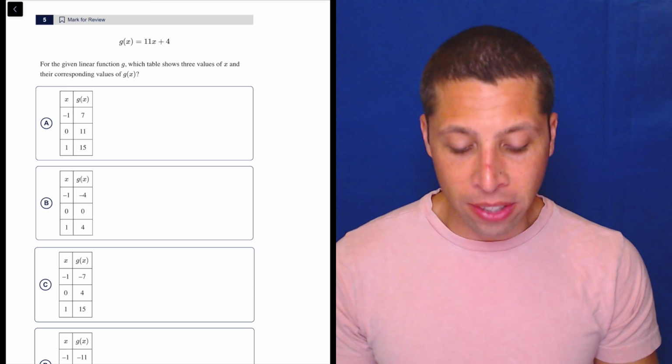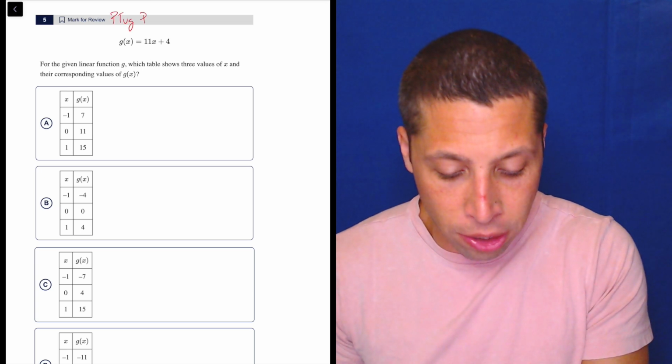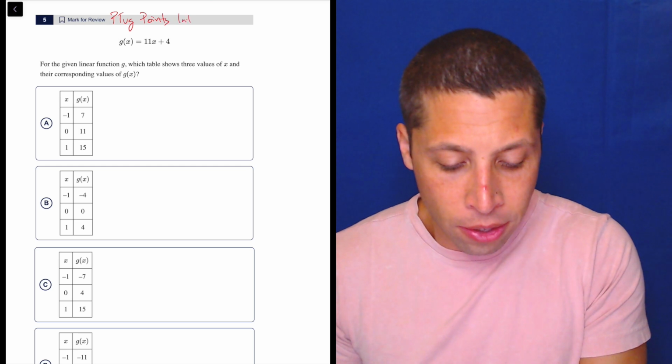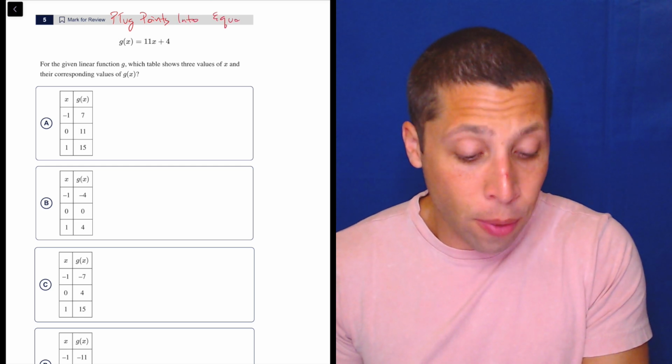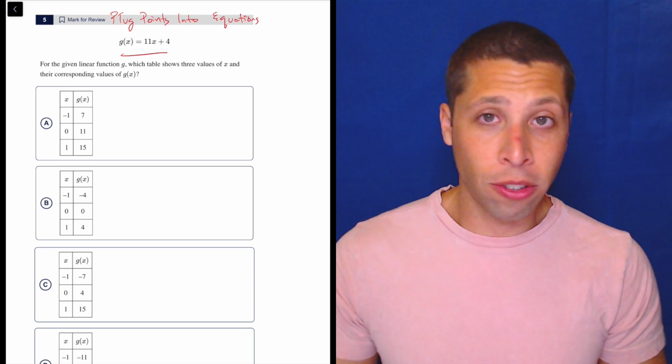But basically what this is saying, I mean, this is a plug points into equations question, right? That's our main math strategy. Plug points into equations. I recognize right away that I have an equation, obviously. And what are these charts? They're just charts of points.